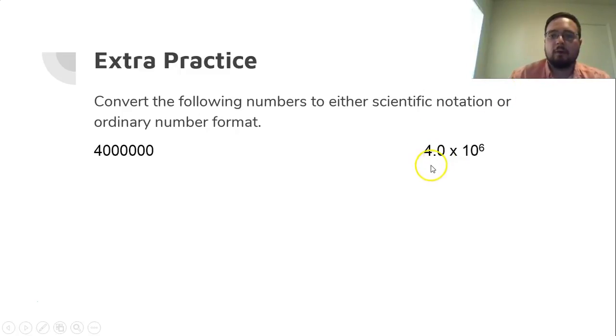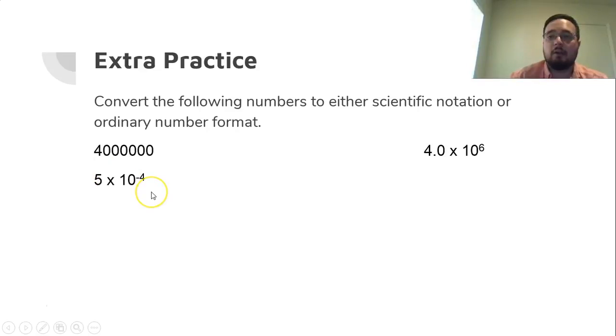You should get 4.0 times 10 to the 6. Again, you want only one number in front of the decimal. That 0 to the right, you can consider it significant because you still want a kind of decimal placeholder since you are moving the decimal. But again, you start off here and go 1, 2, 3, 4, 5, 6, and that's where you get 4.0 times 10 to the 6.